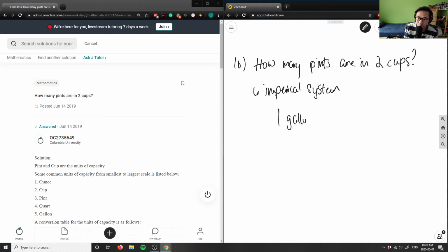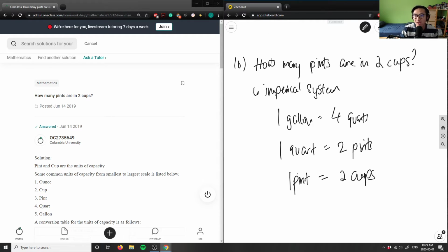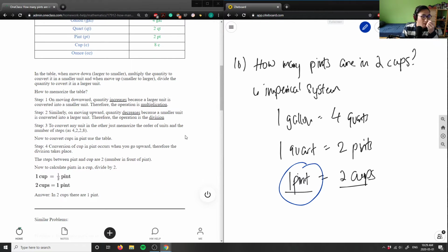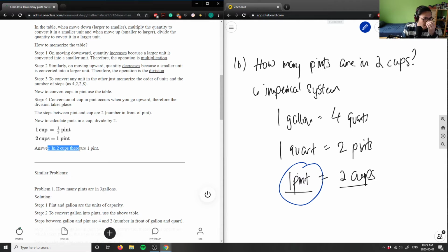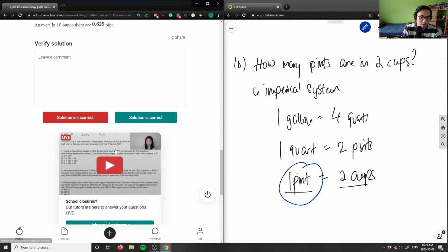I have 1 gallon equals 4, sorry, 4 quarts. 1 quart equals 2 pints. 1 pint equals 2 cups here, right? So if it says how many pints are in 2 cups, as you can see, I have 2 cups here, it's going to equal 1 pint. So the solution here is simply 1 pint would equal 2 cups. So 1 cup equals half a pint, so 2 cups equals 1 pint. Answer, in 2 cups there is 1 pint, so 1 pint here is the correct answer.